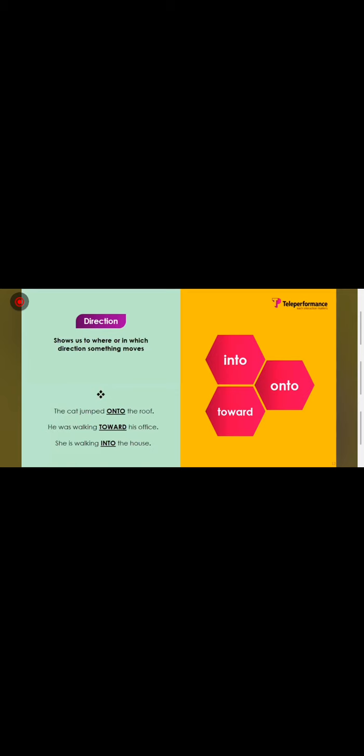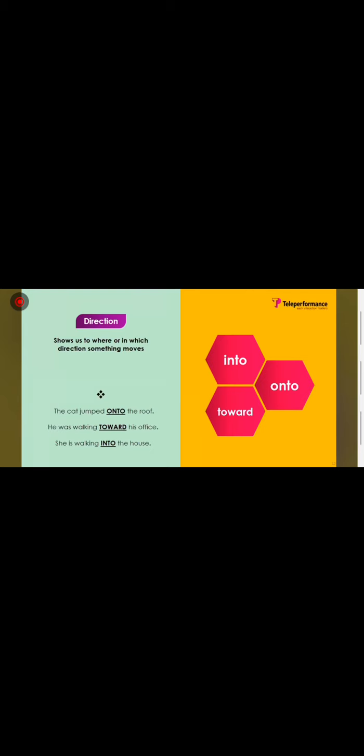So for our example, we have the cat jumped onto the roof. The cat jumped onto the roof. So we say onto because the roof is flat, it's a surface, and therefore we have to say on, but the direction of the cat is going towards the roof. That's why we're using onto. You got it?